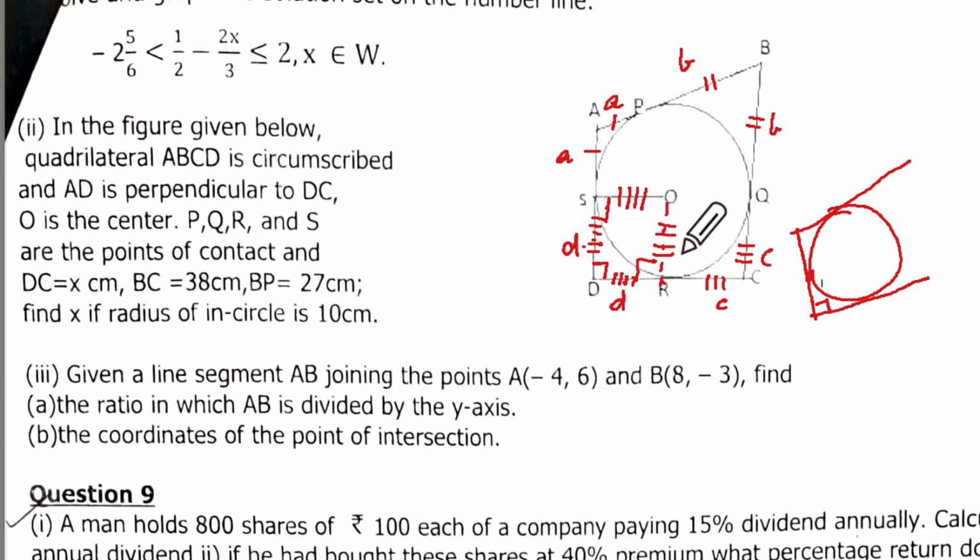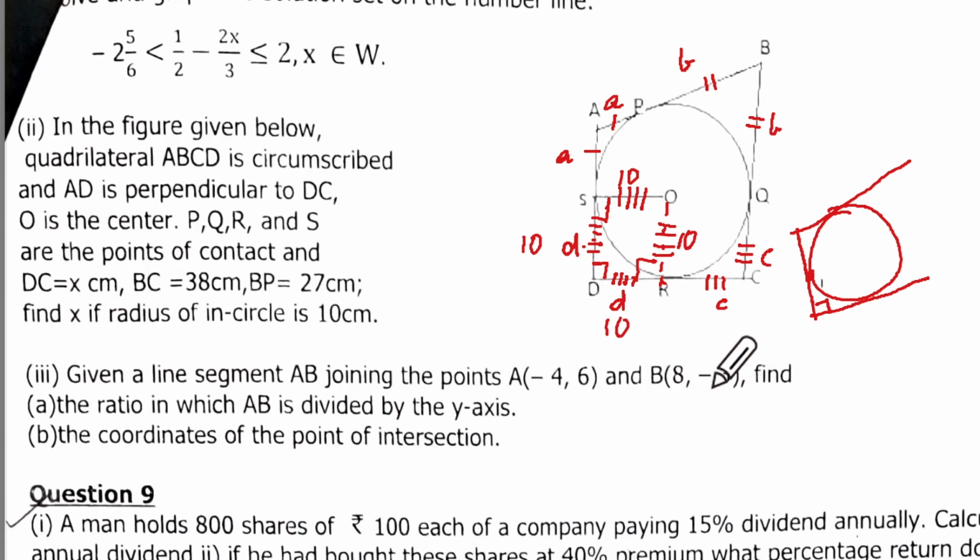So find what is that x? Where is x? DC you have to find. DC means D plus C, and they tell you this is 10 and this is 10. So this will be 10 centimeter, this will be 10 centimeter. So all you have to do is find C.